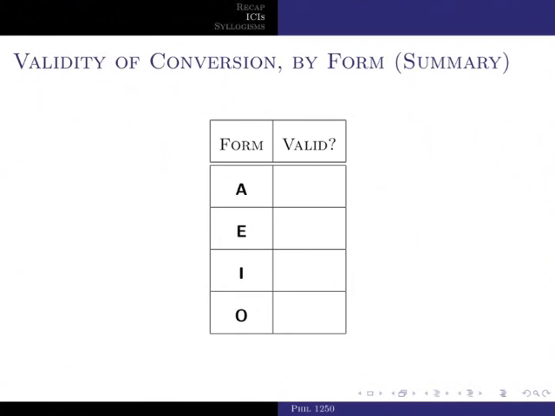So here's a summary of our results so far. Conversion for A is not valid. Conversion for E and I is valid. And conversion for O is not valid.